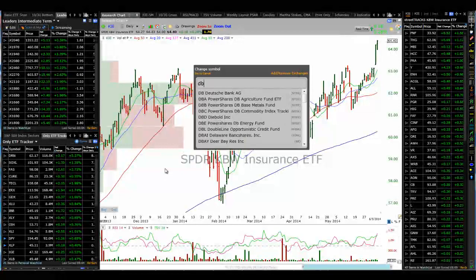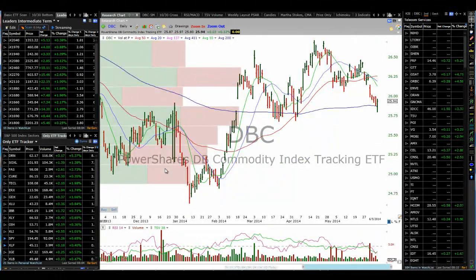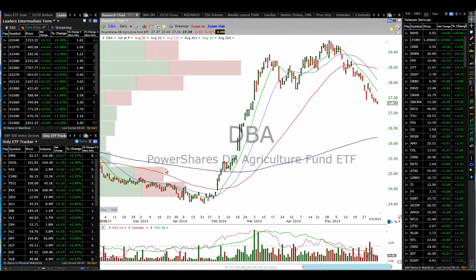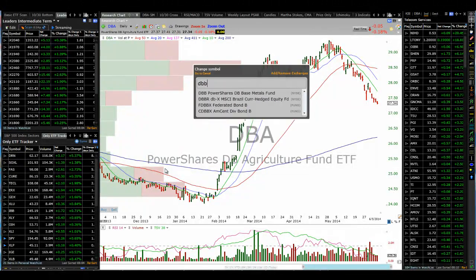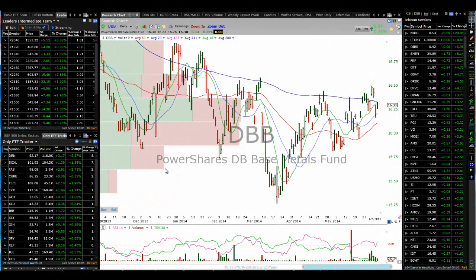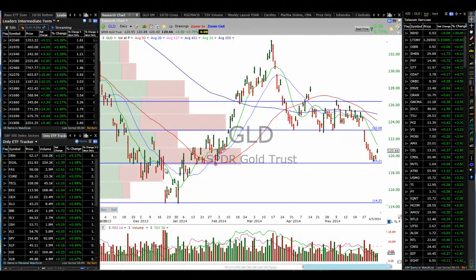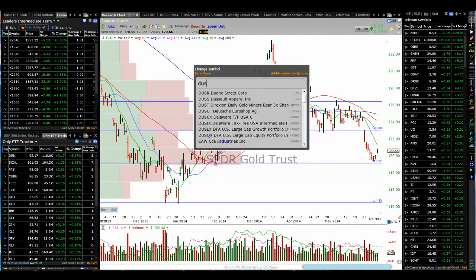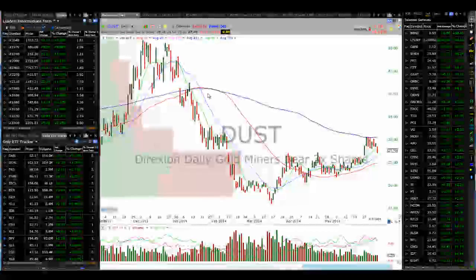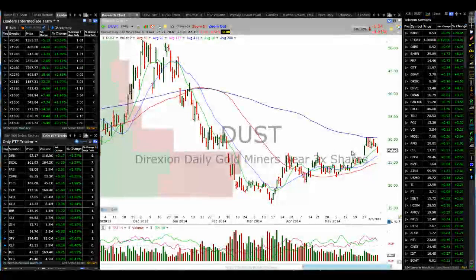Commodities are still not very attractive. You can see that they're on the downside. DBA has broken down. Base metals are kind of consolidating. Gold actually bounced a little bit today, but I'm not a big gold guy other than short. I do own a little bit of GLL, and I own a little bit of DUST, which is the gold miners. A little flag breakdown today. I probably got stopped out of that. I haven't looked at it yet today.